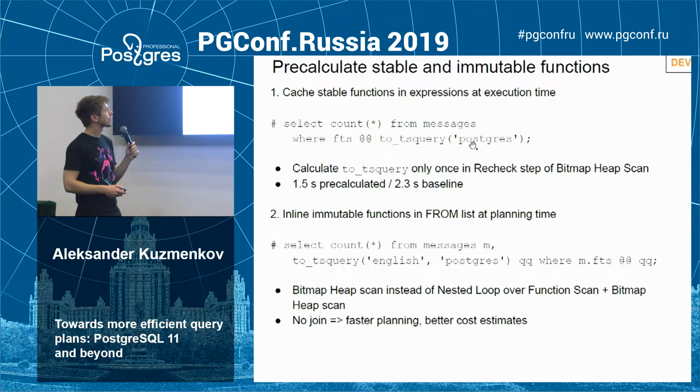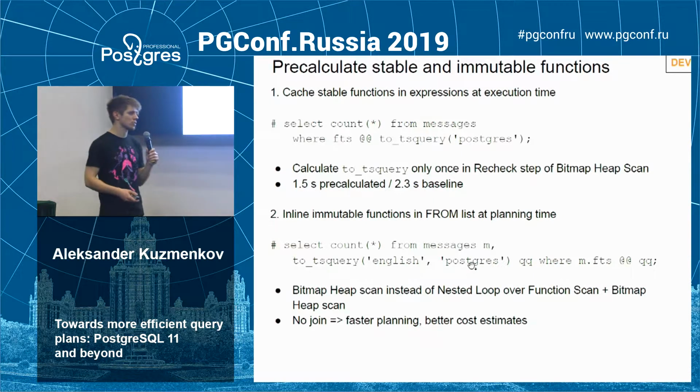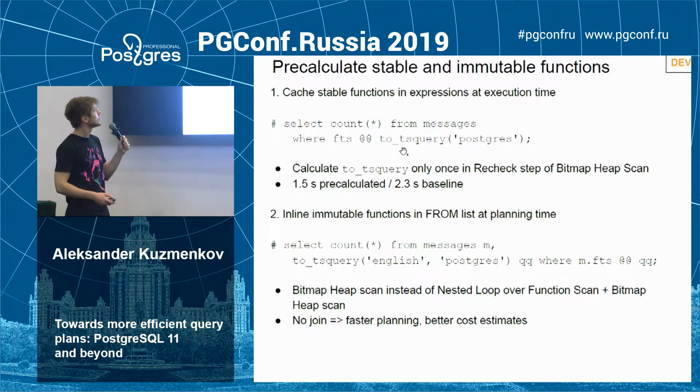It happens because we have an unclear parameter, like the full-text search configuration parameter, like the English language. It means that the value of this function can change before committing, and we cannot inline it. And the second scenario is when you pass the configuration explicitly and it is immutable. And we can inline it at the planning level.